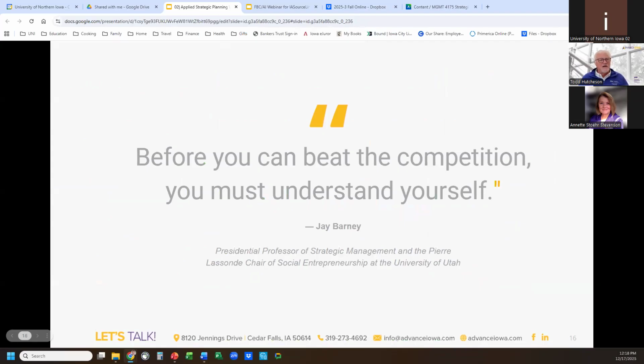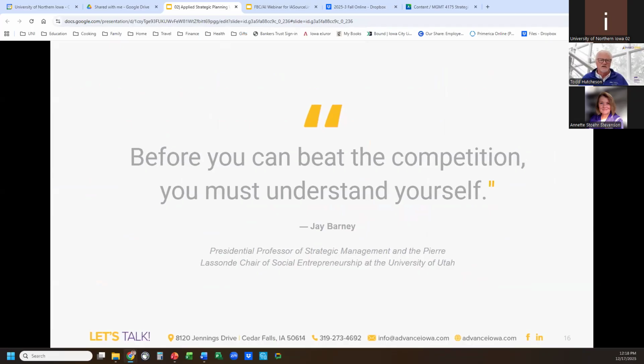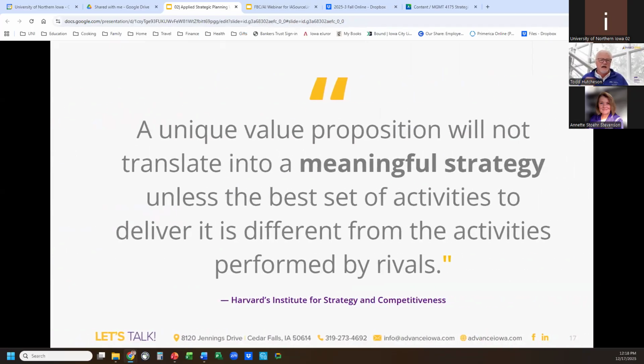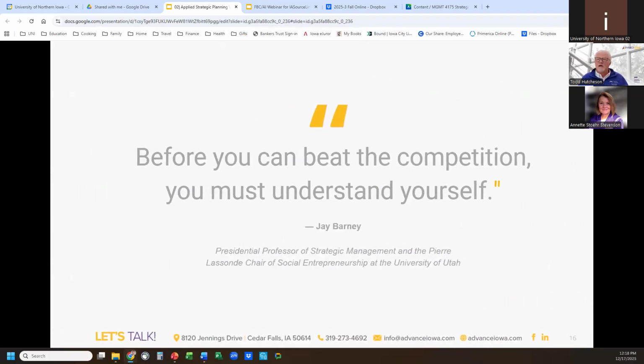Okay, delving a bit more deeply now into strategic planning. Before you can beat the competition, you have to understand yourself. You have to understand who you are to be able to be successful. And a unique value proposition will not translate into meaningful strategy unless the best set of activities to deliver it is different from the activities performed by your rivals. So let's go back a minute. Before you can beat the competition, you have to understand yourself.